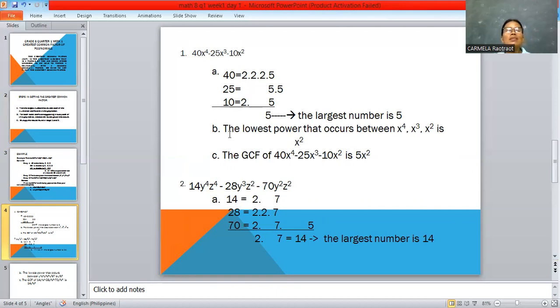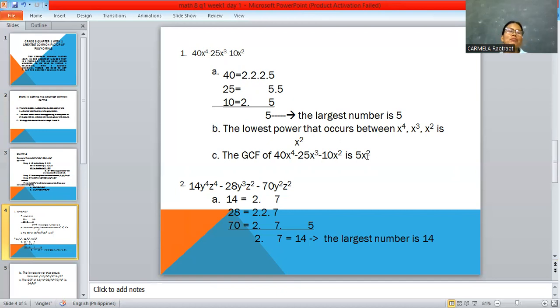Okay. So let's have letter B. The lowest power that occurs between x raised to the power of 4, x raised to the power of 3, and x raised to the power of 2 is x raised to the power of 2. Step 3. The result of step 1 and step 2, you are going to multiply: 5 times x raised to the power of 2. Then therefore the GCF is 5x raised to the power of 2. Okay, that is how easy it is.